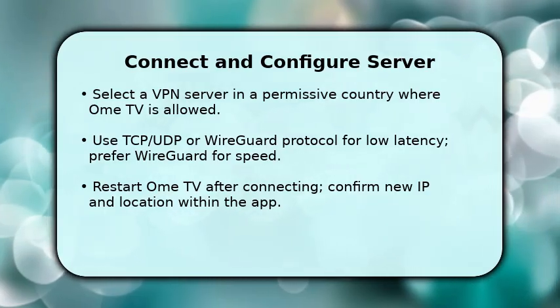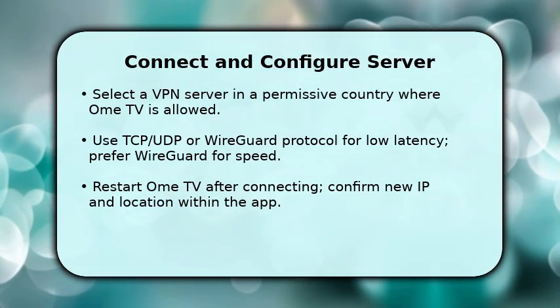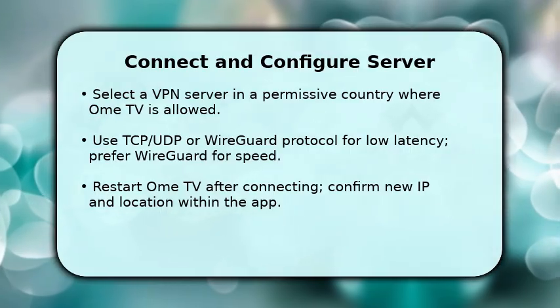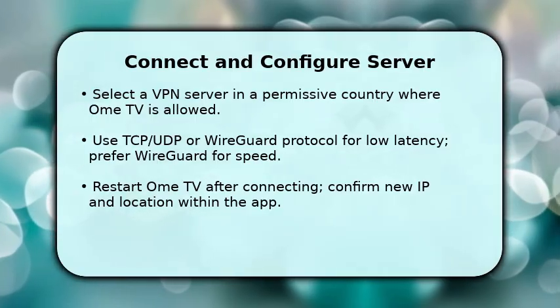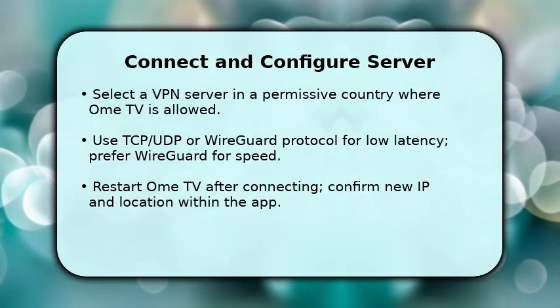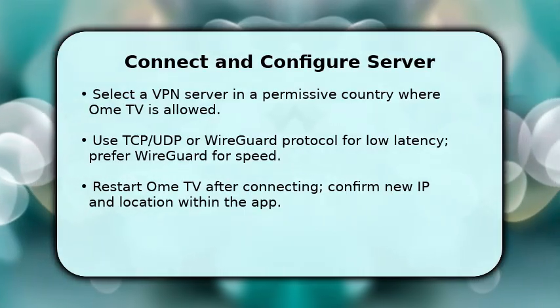Make sure the VPN's DNS and leak protection are active so Ome Tv sees only the VPN address. After the connection establishes, force close and reopen Ome Tv. Then verify the app reflects the new location or your IP has changed. If performance drops, try a different nearby server.